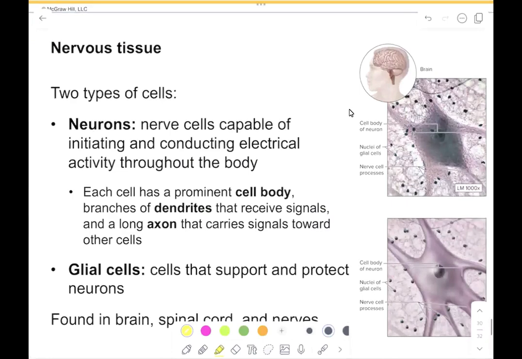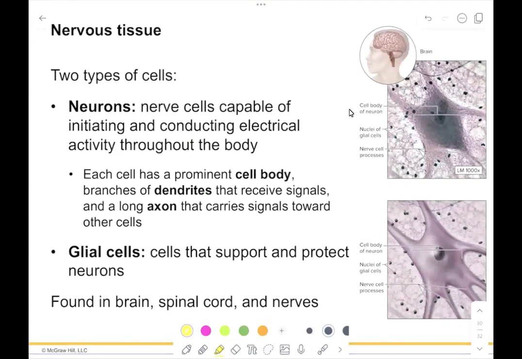The last type of tissue that's present is nervous tissue. And the two types of cells in nervous tissue are neurons as well as glial cells. The nerve cells are the main cells which are capable of initiating and conducting an electrical current throughout the body. They have three distinct parts to them. The first of which is really the dendrite, because that's what receives the signal. And they're both cellular processes.